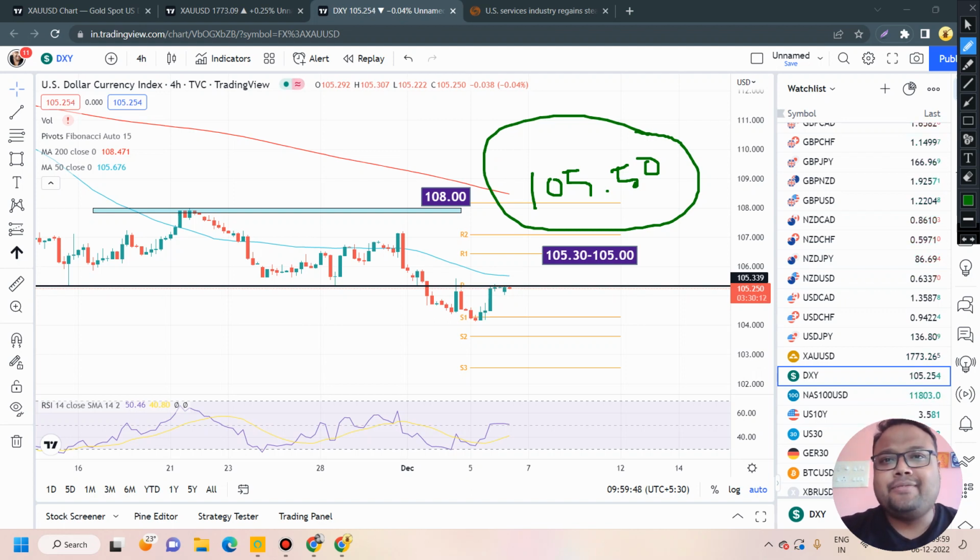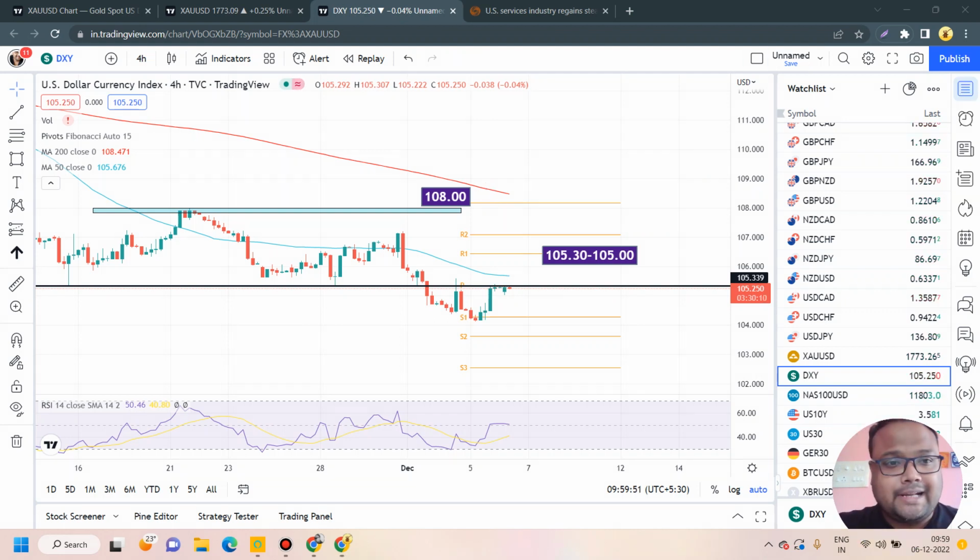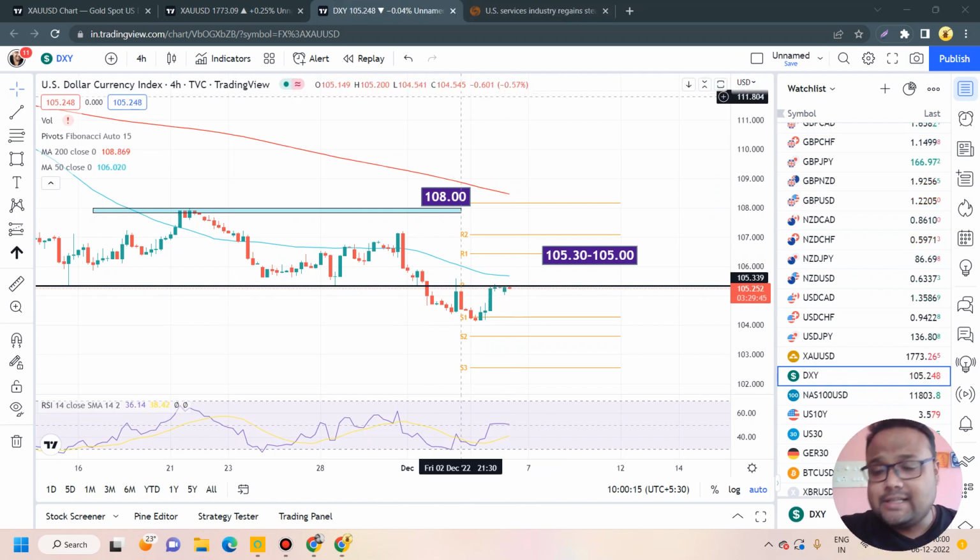gold. My dear friends, yesterday, to be honest, I was not expecting that the dollar would show this kind of recovery and gold would fall. As a result, my SL was hit also. Can't help it. Let's see how the market will perform today.